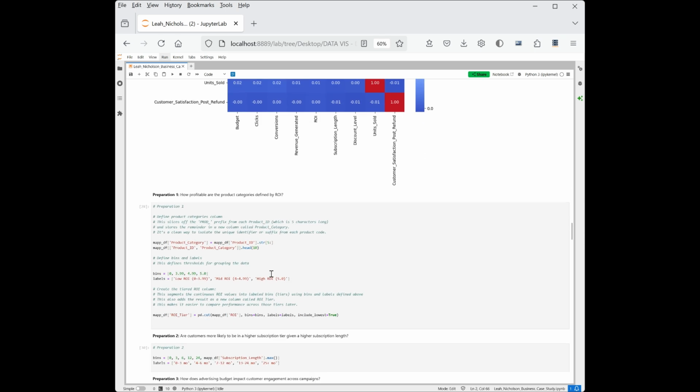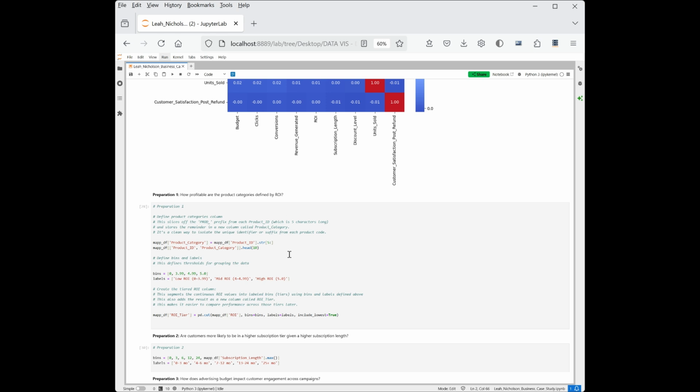So to address the first question, I am preparing the data in a special way. First, I define the product categories column, and this product categories column slices off the prefix from each of the product IDs in the columns, which is 5 characters long. So that's what this strip is doing here. It's just taking the PROD_ prefix off of each item in the product ID column. And then it stores the remainder in a new column called product category, which is defined here. And this is kind of a clean way to isolate the unique identifier for each of the product codes.